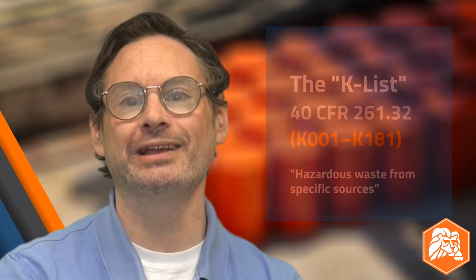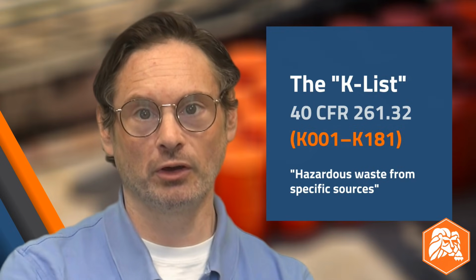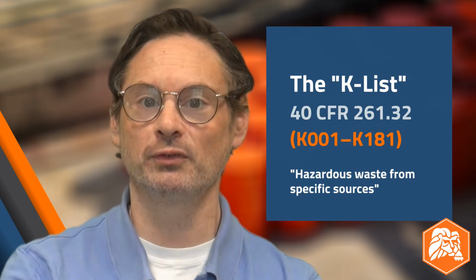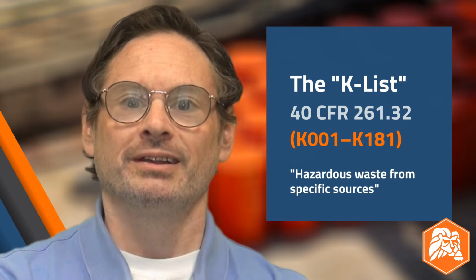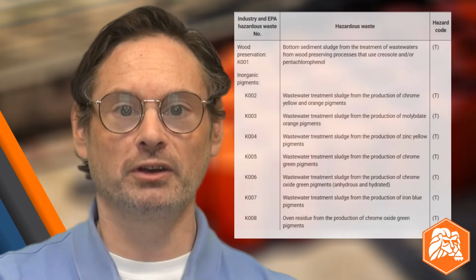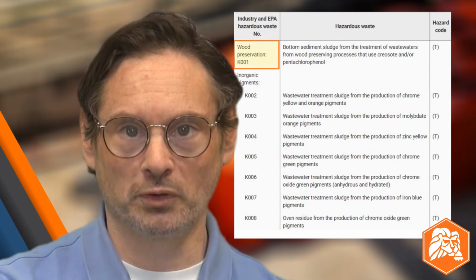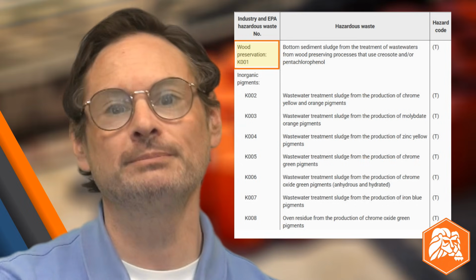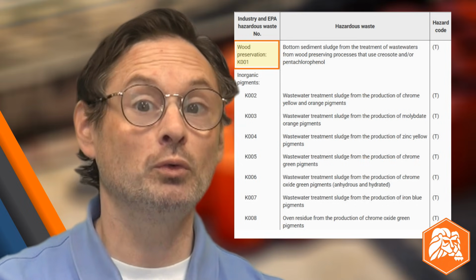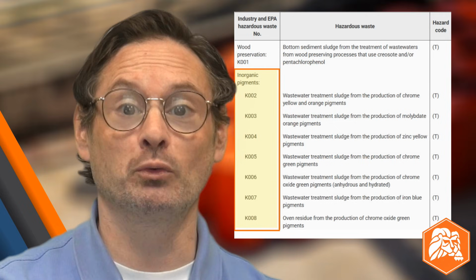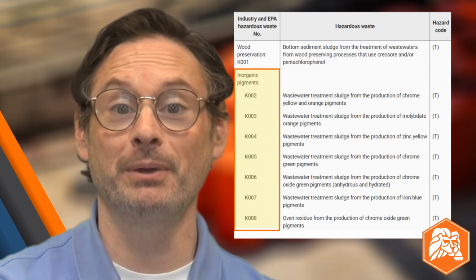Waste on the K list are all associated with a particular industry sector. EPA calls these hazardous waste from specific sources. To make life a little easier for us, EPA lists K codes by industry sector in the regulations. So here we can see K001, for example, is dedicated to wood preserving. K002 through K008 apply to waste from manufacturing inorganic pigments.